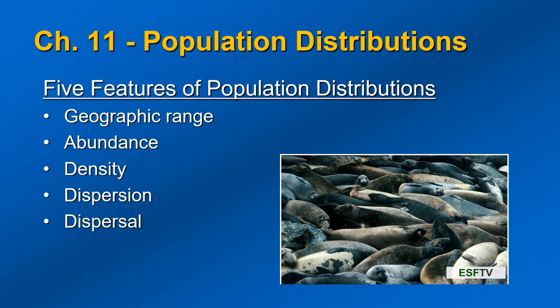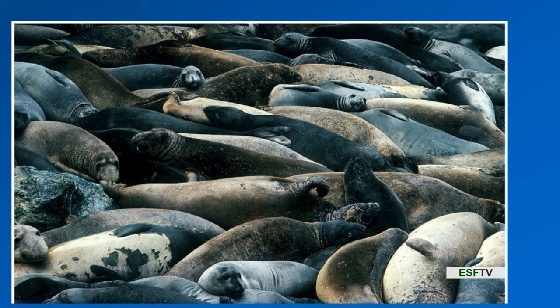So chapter 11 today, population distributions, and that little figure on the lower right shows you a pretty crowded population of some kind of seal, I believe. If it had ears, it'd be a sea lion, but I think those are seals. Looks really crowded, but they like it. That's how they live. They get up there on the shore and just kind of hang out, get warm, go out and fish and do their thing.